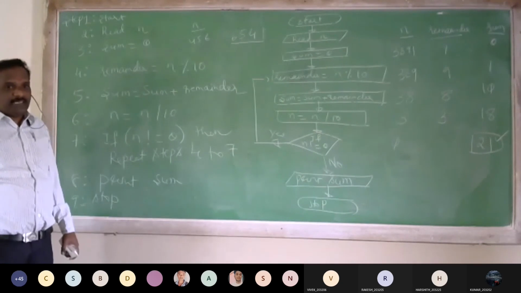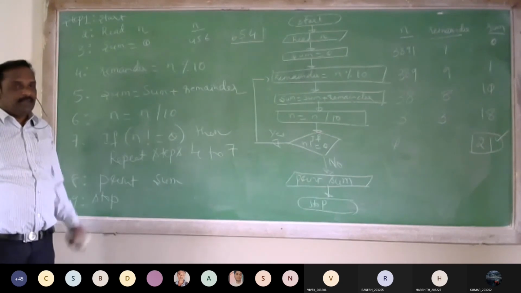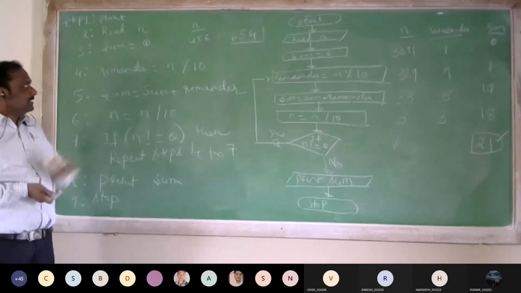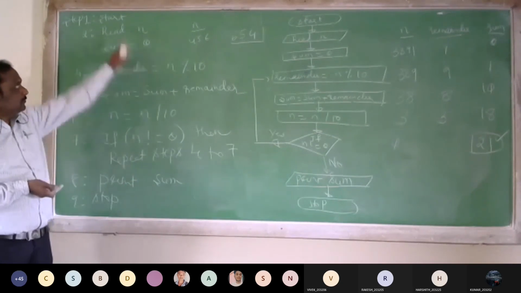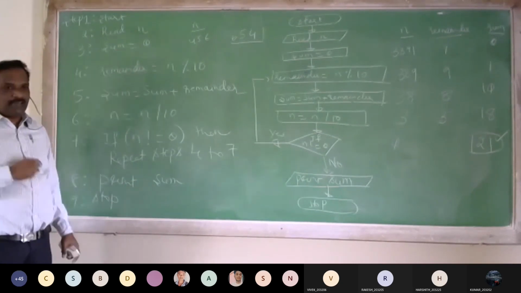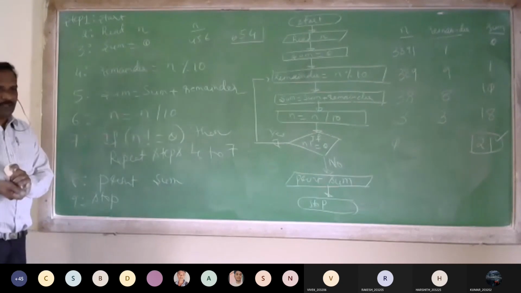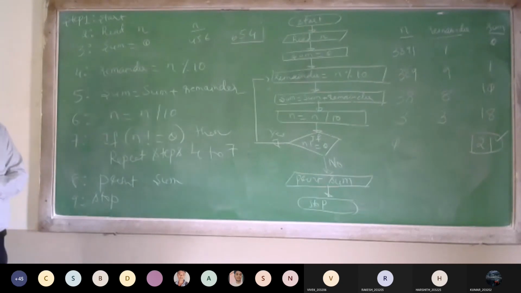654. Reverse the given number. To reverse the given number, you need to use only this step. Only this step. A small change is required. Can anybody tell what is the small change? This is the algorithm or flowchart we have written for finding the sum of individual digits. To get the reverse of a number, a small change is needed.